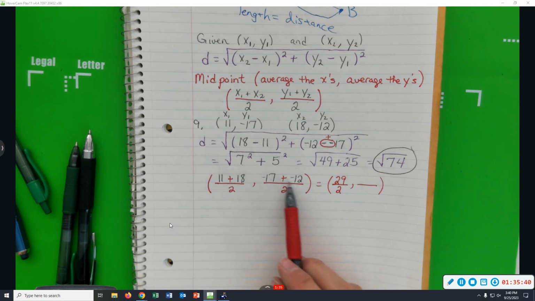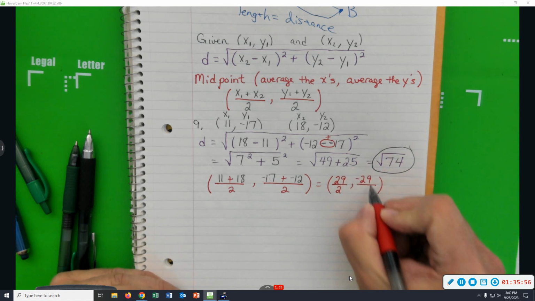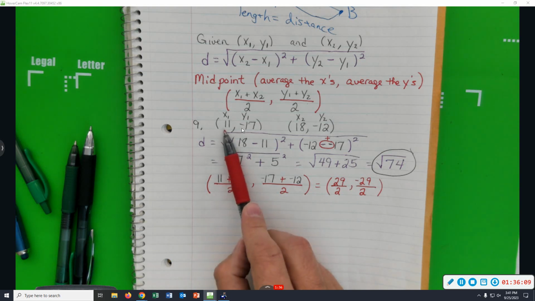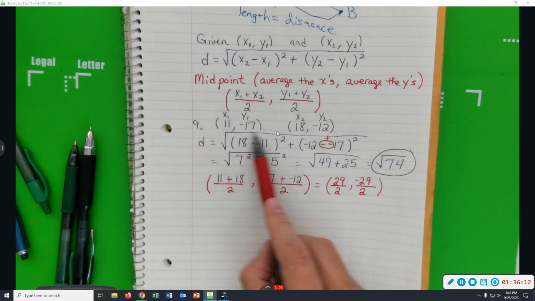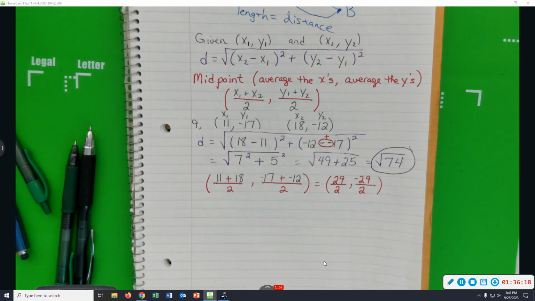And what's this one going to be here? Is this going to be a negative 29 over 2? Oh, okay. It's just a freak coincidence. Don't decide it's always going to be the same number, one positive, one negative. No, it isn't. That's just a freak coincidence. So 14 and a half to the right and down 14 and a half. That would be the ordered pair that's right between 11, negative 17, and 18, negative 12. Here's the ordered pair that lies right between them.